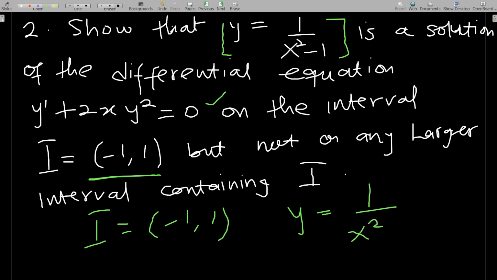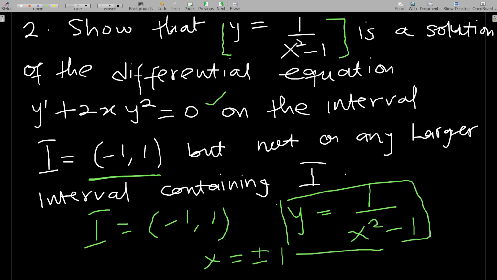Now why we are saying on this interval is that the function y equals 1 over x squared minus 1 is not defined when x is equal to either plus or minus 1. When x is 1 you get 1 over 0, and that is undefined, and when x is negative 1 you get the same thing, 1 over 0, which is also undefined. So any larger interval that contains plus or minus 1 will make this function undefined, and hence this function wouldn't be a solution to this differential equation. So that is the answer to the second part of the question.